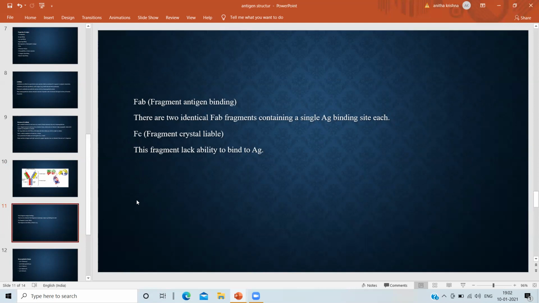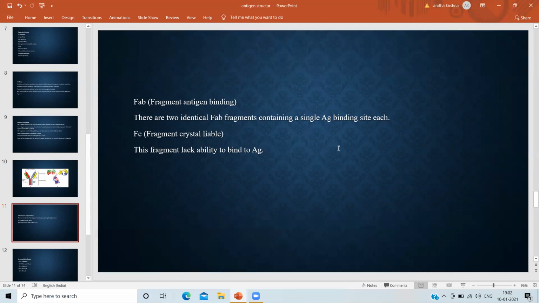Now, talking about your Fc region, Fc is nothing but the fragment crystallizable region. This Fc region lacks the ability to bind to the antigen. That means this Fc region does not have anything to do with antigen-antibody reactions. Only the Fab fragment is involved in binding with the antigen.